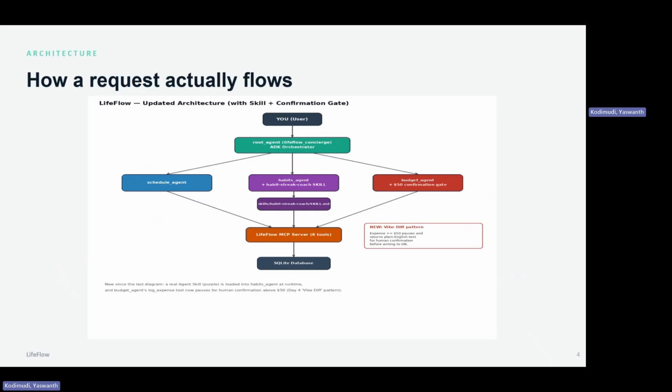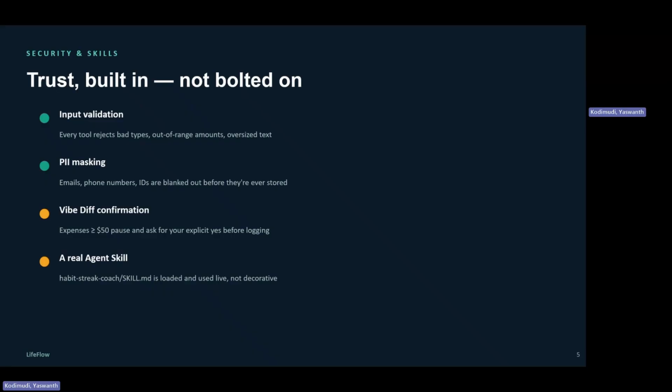The root agent is built with Google's Agent Development Kit, ADK. It has three sub-agents, and all three connect to one shared MCP server, exposing six tools backed by a private local database. Nothing about my schedule or spending ever leaves my machine except the specific words needed to answer one question.